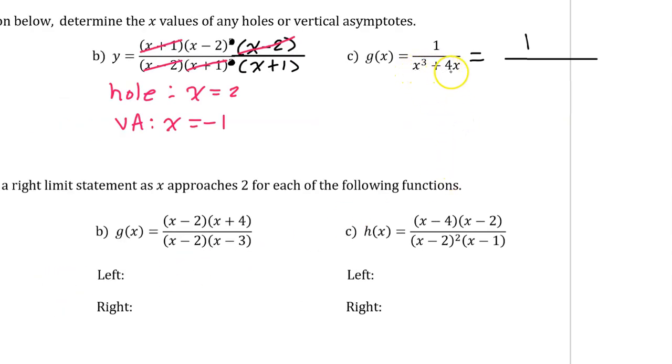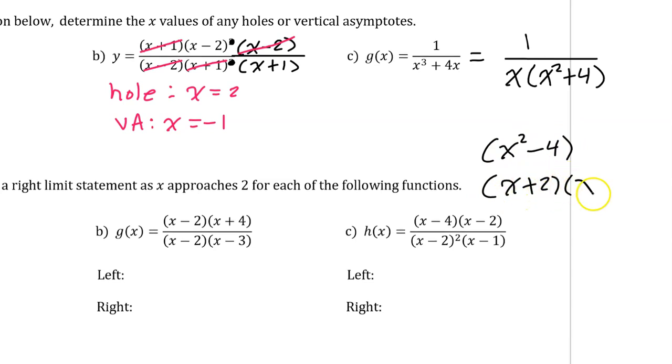Part C, let's factor the denominator. I see a common factor of x, so let's bring that out. That leaves behind x squared plus 4. Be careful, the difference of two squares, like for example x squared minus 4, factors as x plus 2 times x minus 2. But the sum of two squares is unfactorable. So do not make the mistake of trying to factor this as x plus 2 times x plus 2 or something like that. It's unfactorable.